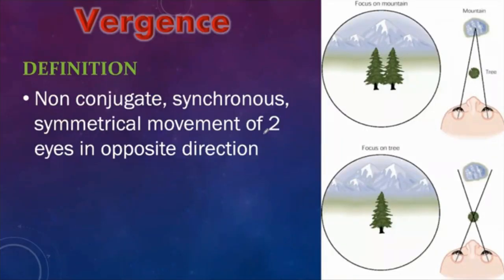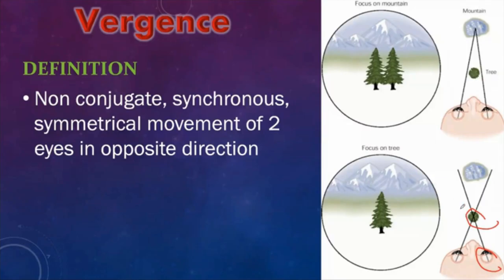Then we have another kind of movement which is called vergence, and in case of vergence, as we said, they are non-conjugate eye movements. They are synchronous, made at the same time, but both eyes are moving in opposite directions. So the right eye here is moving to the left, and the left eye here is moving to the right, in order to do convergence and to focus on the tree. So the stimulus here is the presence of a blurry image or double image if the tree is very close to the eye, or if we are focusing on the mountain behind, then the picture of the tree will not be in focus.